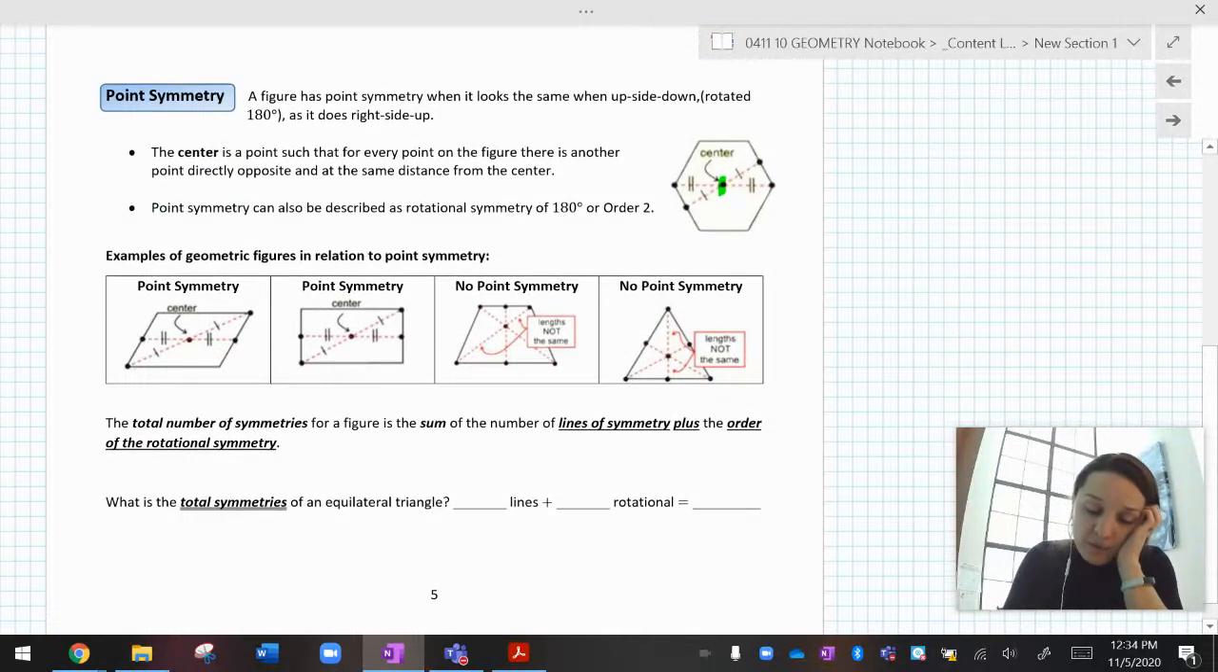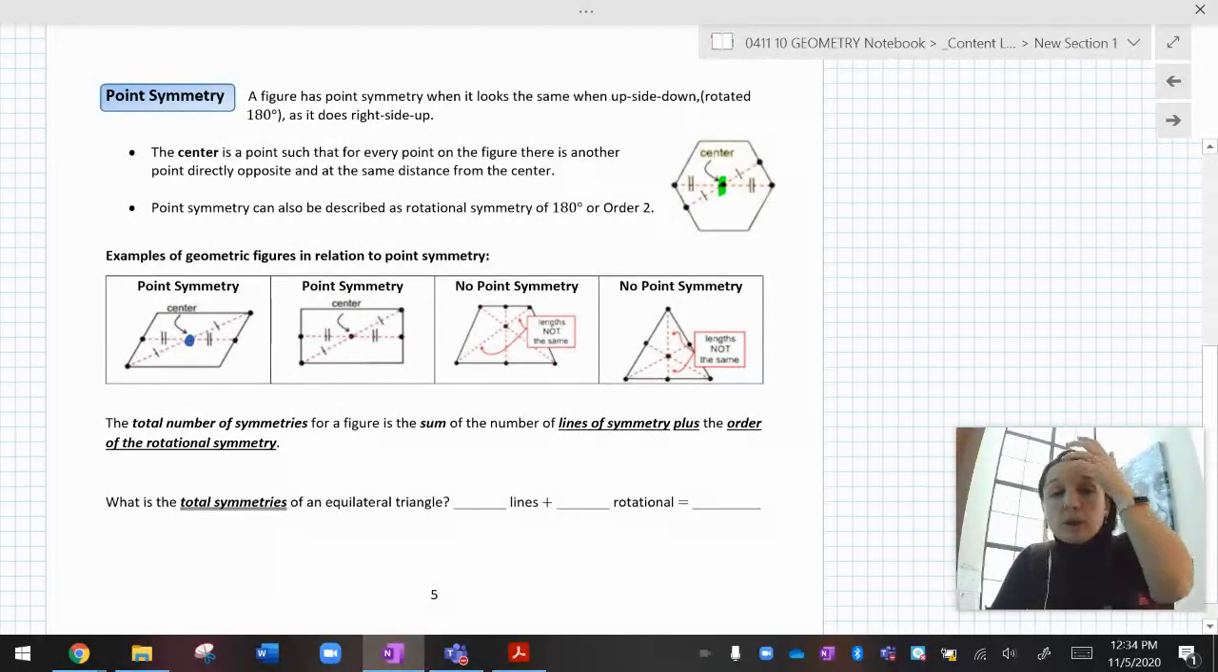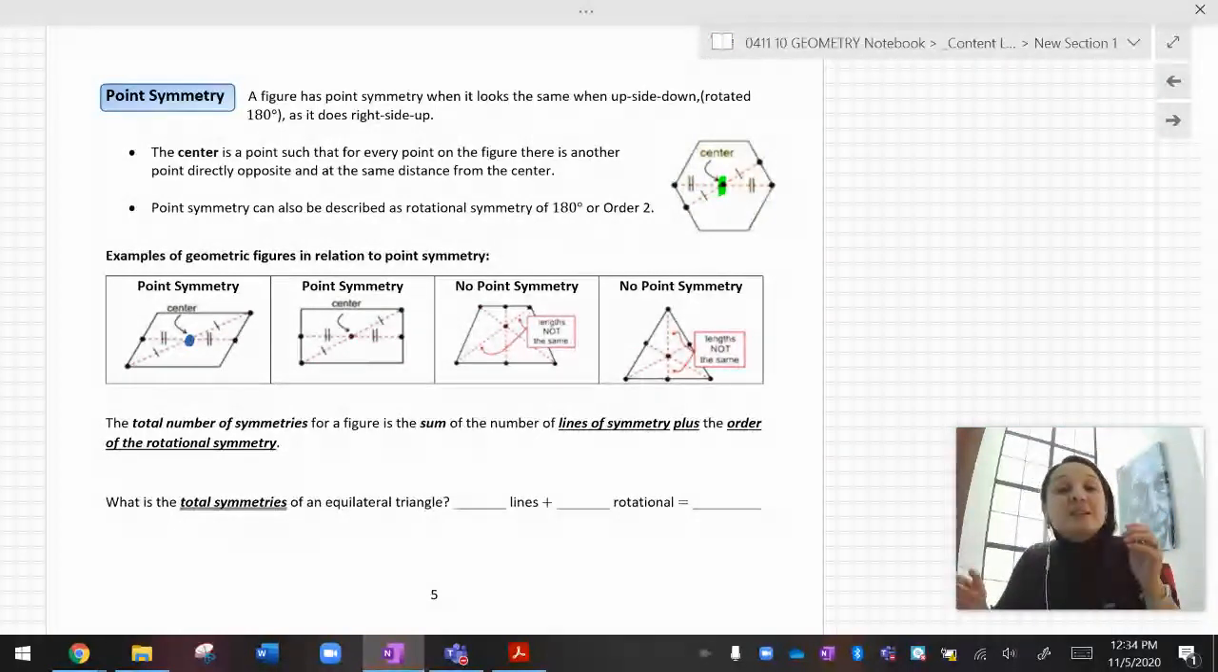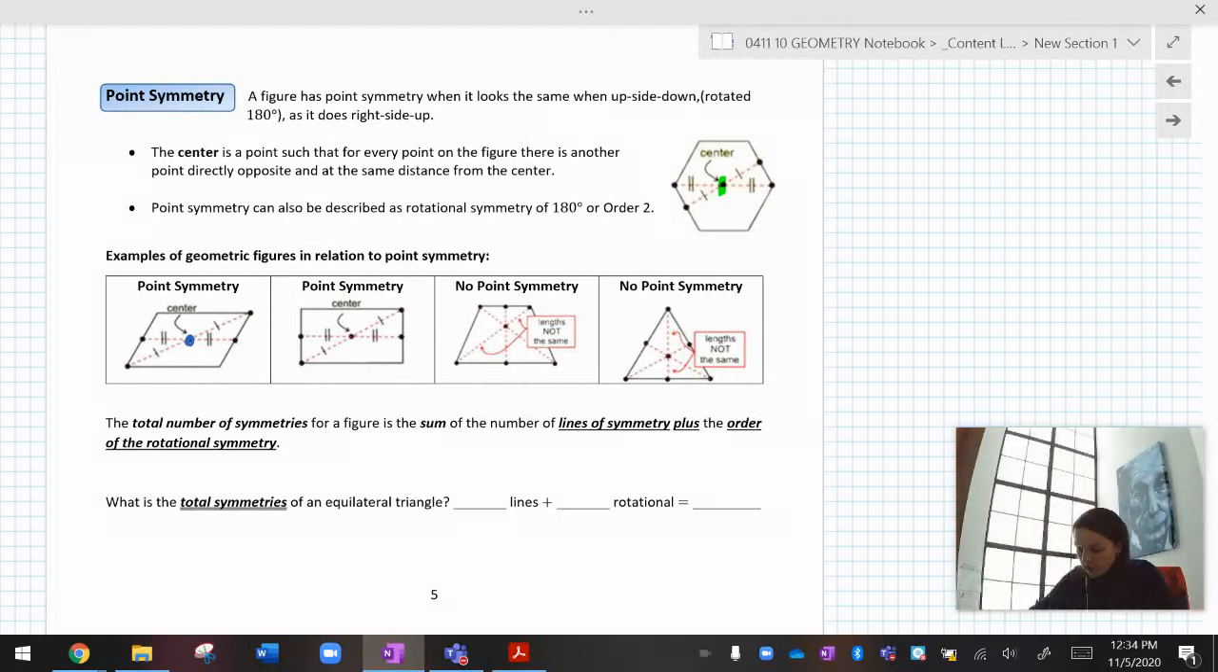So examples of things with point symmetry. This parallelogram has point symmetry because if I were to spin it upside down, it looks exactly the same. If I were to turn this upside down, this acute angle would map to the other acute angle. Now notice that a parallelogram is a great example of something that does not have line symmetry. There is no line I can fold it on so that it lines up onto itself. And if you don't believe me, I'm going to do some math magic right in front of your eyes.